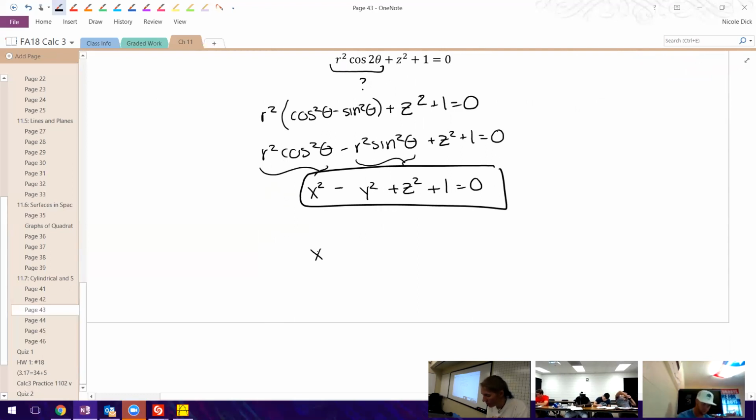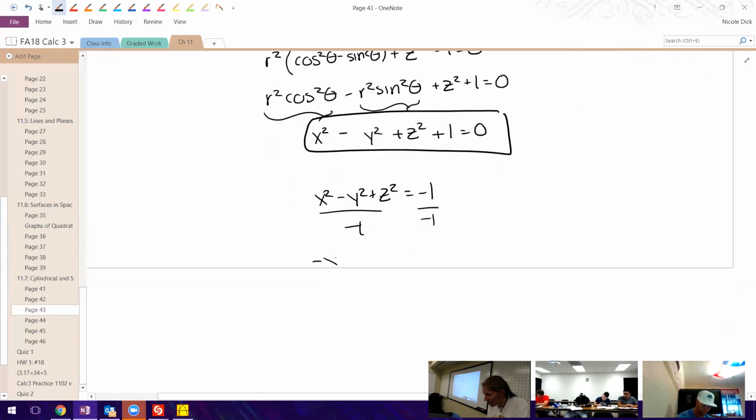If we subtract 1 from both sides, we don't like to have a constant of negative 1. We want the constant to be a positive 1 for our quadratic surfaces. So divide everything through by that negative 1, and we have negative x squared plus y squared minus z squared equals 1. And this just looks more like a hyperboloid of 2 sheets.